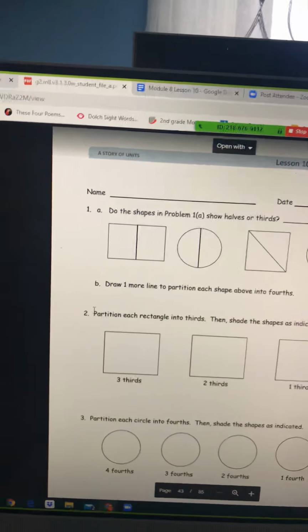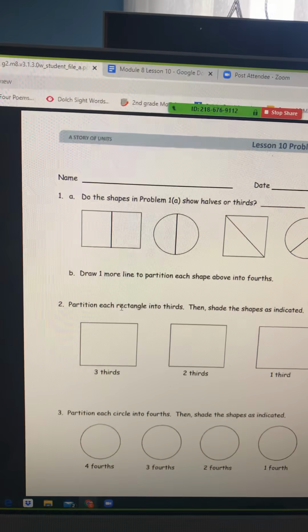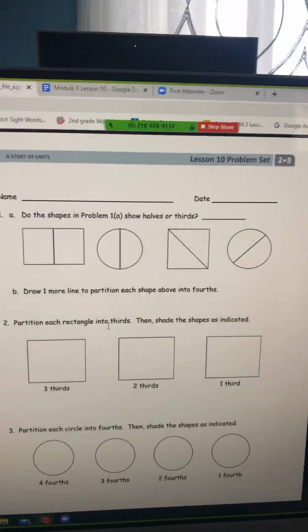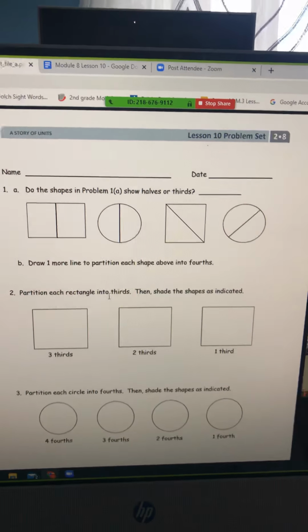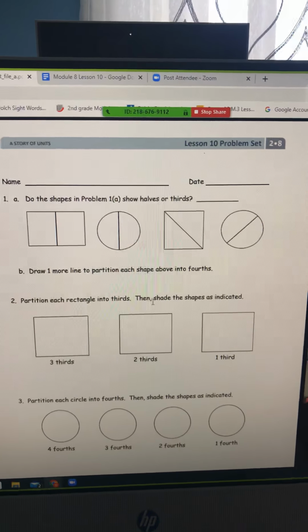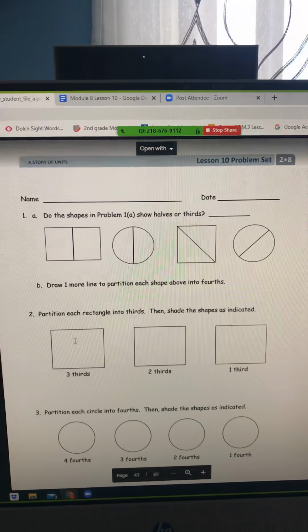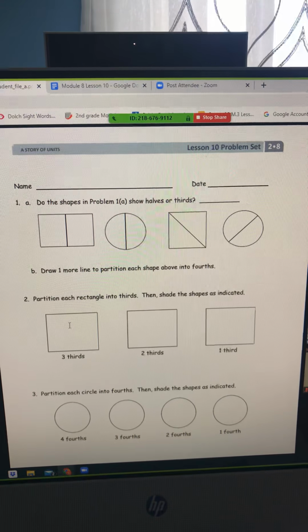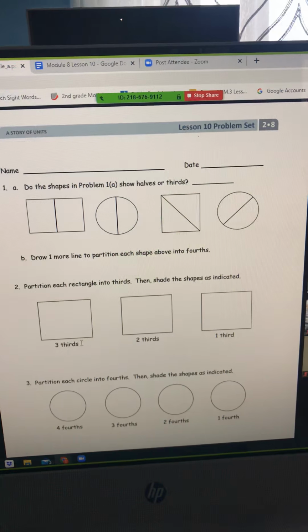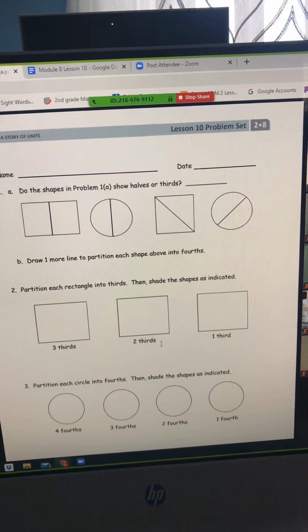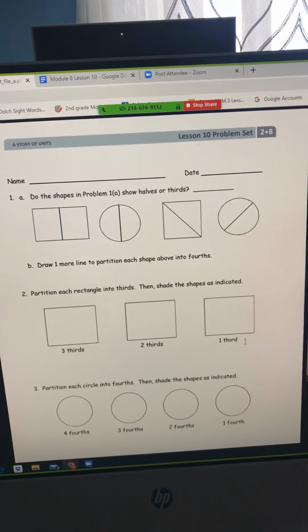All right, we're going to keep going. Question 2. Partition each rectangle into thirds. Thirds means how many equal pieces? Think about it. Then shade the shapes as indicated. So you have to partition it into thirds and shade in 3/3, shade in 2/3, shade in 1/3.